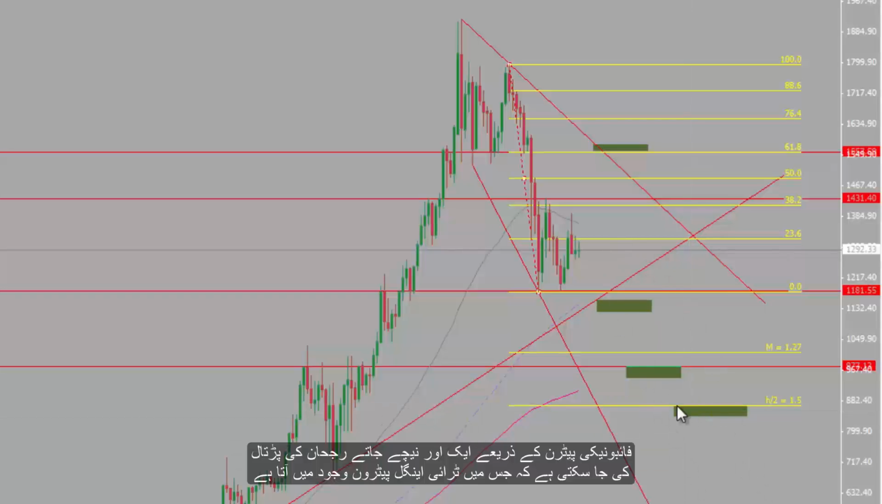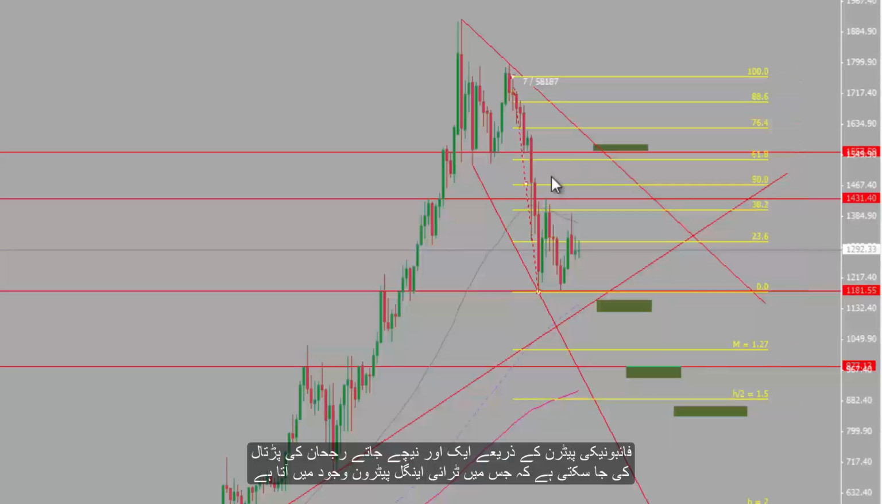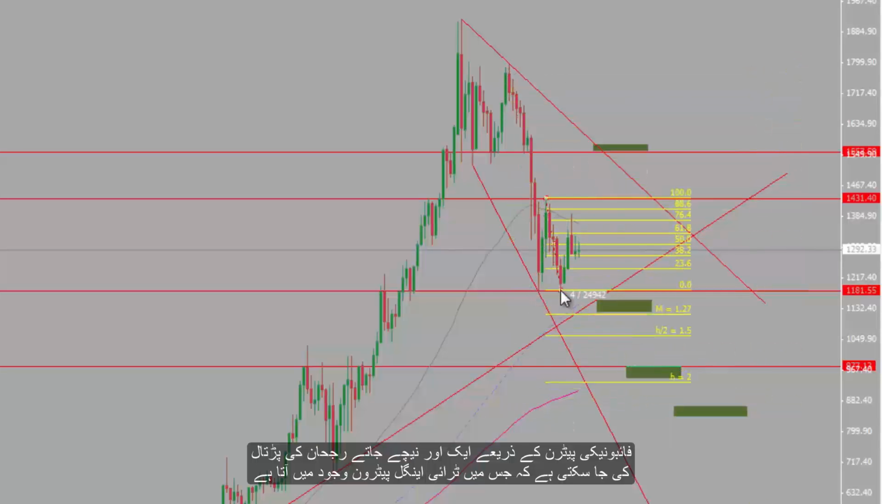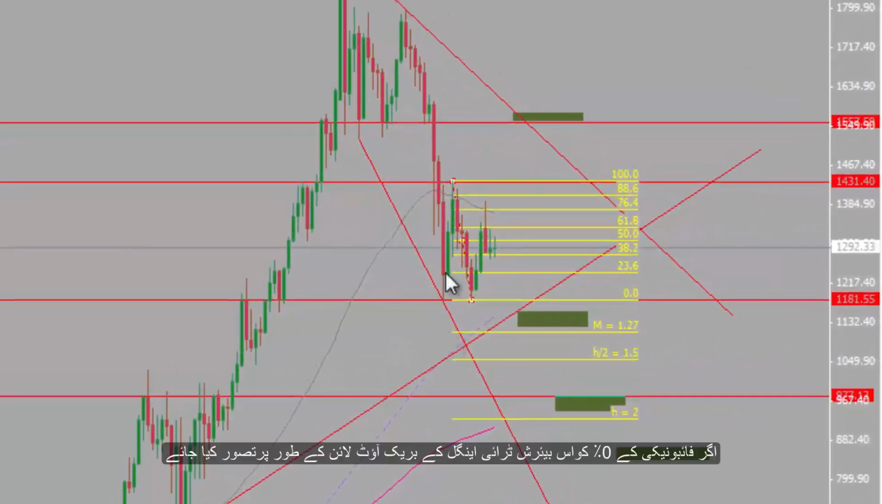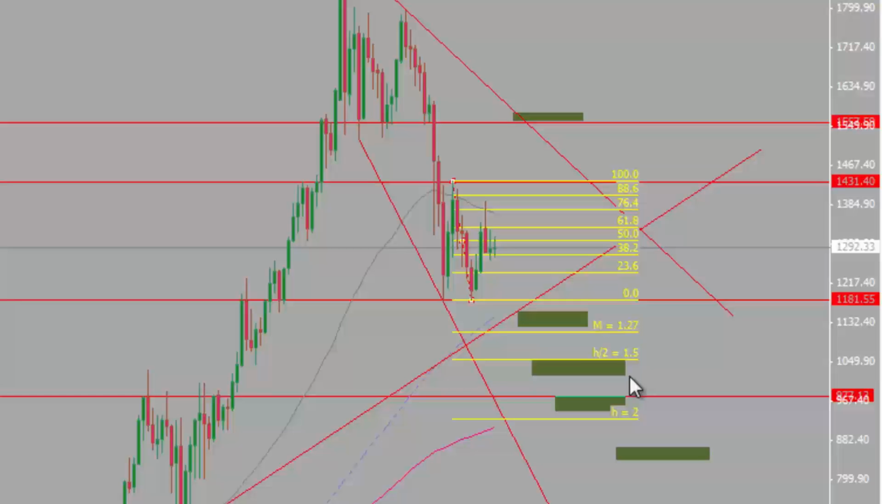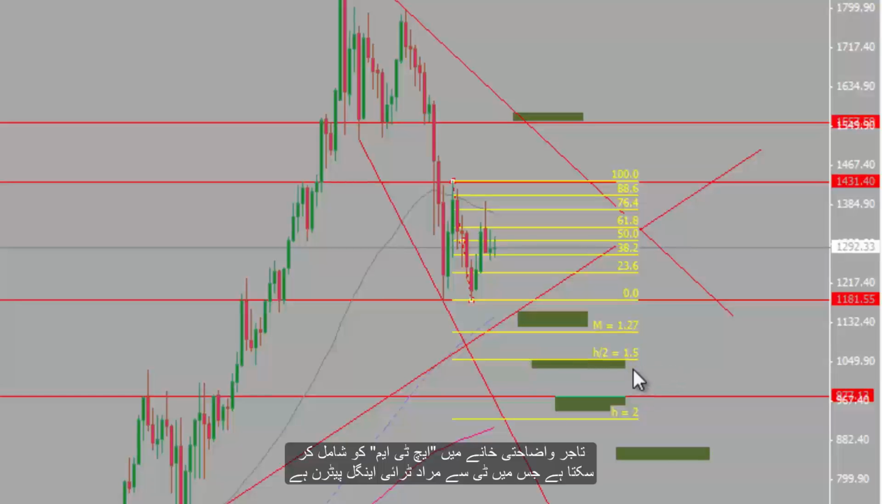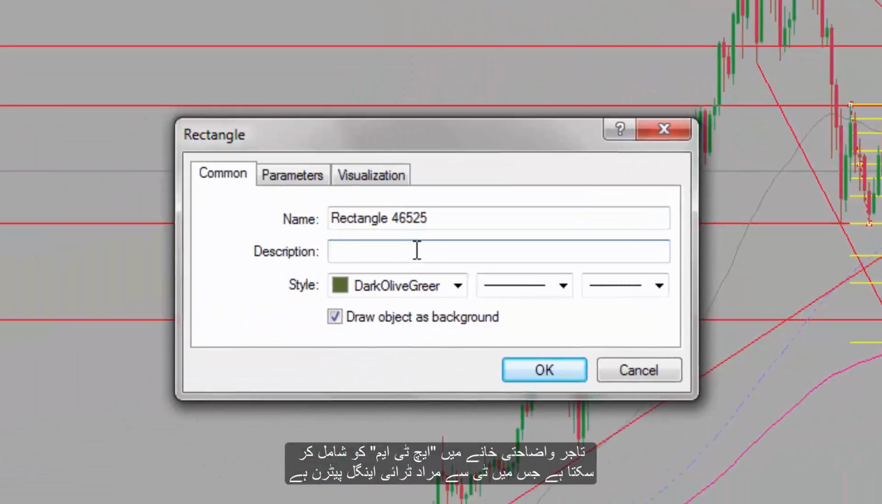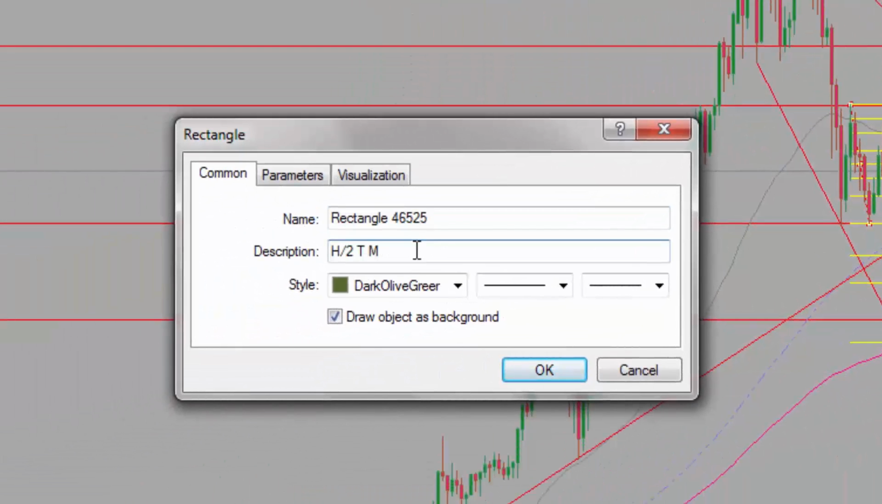Another downtrend can be checked by Fibonacci patterns in which a triangle pattern has been formed. If level 0% of Fibonacci is presumed as a breakout line of this bearish triangle, then TP would be on level H2 of the recent Fibonacci, or level H that is near the important region. A trader can add HTM in the description field, in which T stands for triangle pattern.